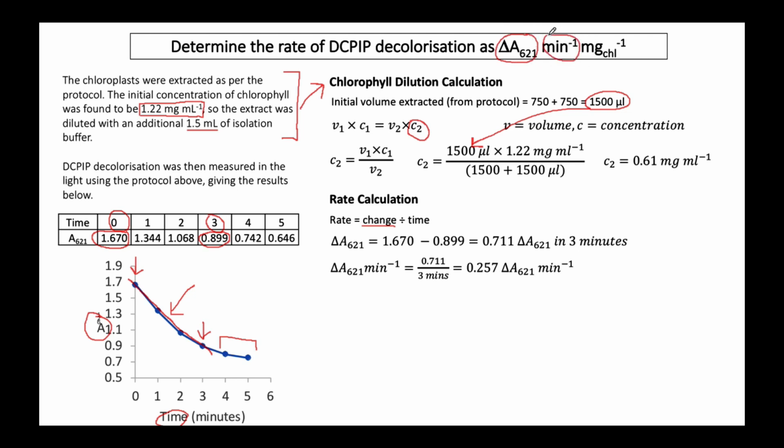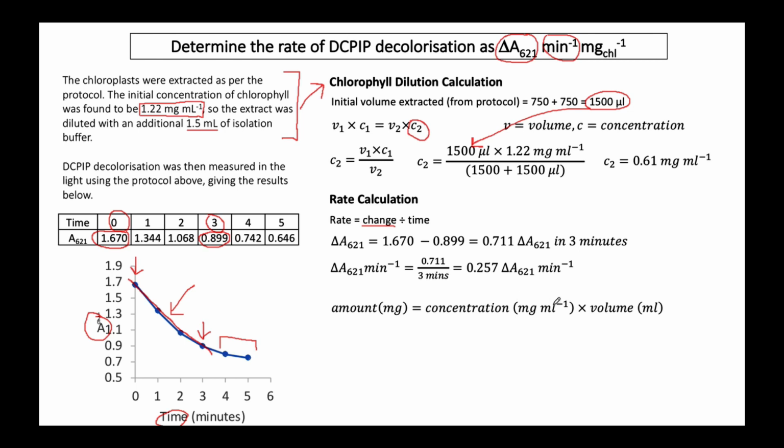Now we need to think about normalising this for the amount of milligrams of chlorophyll. If your extract was more concentrated, then you'd expect it to have a higher rate. So what we're going to do is to factor in the amount of chlorophyll that we had. For this bit of the calculation, I need to use this formula. The amount of something, so the number of milligrams, chlorophyll in our case, is equal to the concentration that we've got times the volume that we've got. So amount equals concentration times volume.